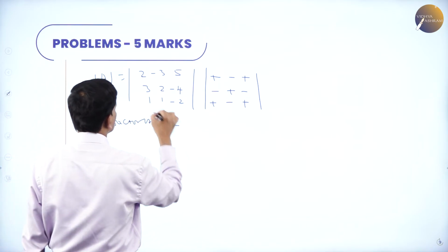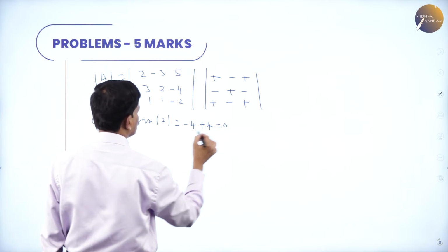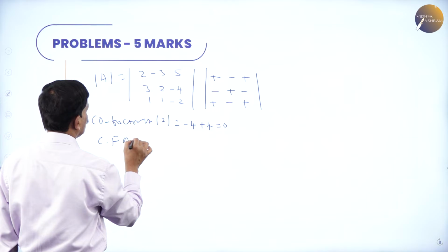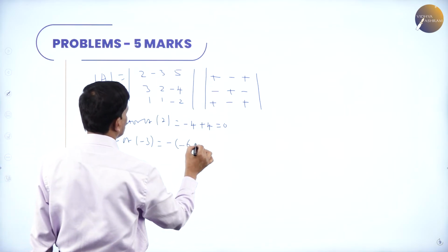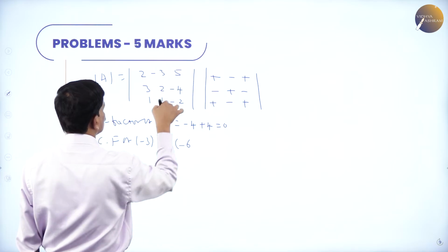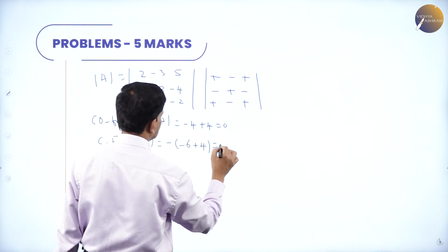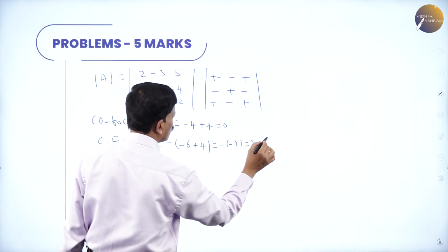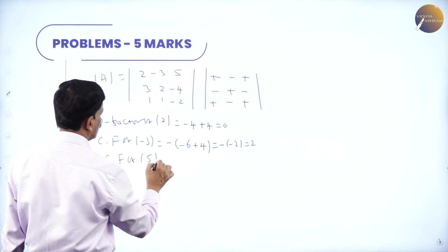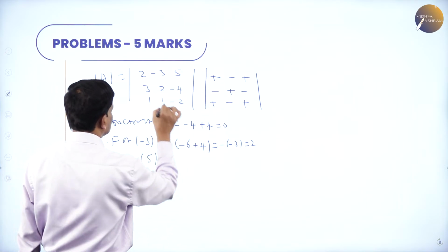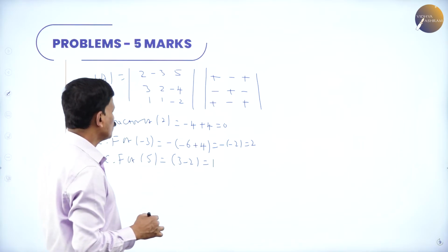Cofactors. Cofactor of 2 is equal to, this row and column is gone, minus 4, minus into minus plus 4, this is 0. Next, cofactor of the second element, minus 3, is minus, this row and column is gone, 3 twos are 6, minus into minus plus 4, minus of minus 2 is plus 2. Then cofactor of the third element, 5, is equal to, this row and column is gone, 3 ones are 3, minus 2 is 1. 0, 2 and 1.